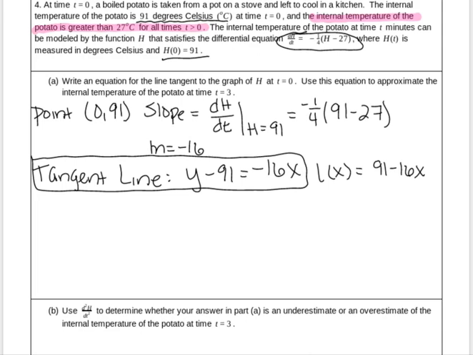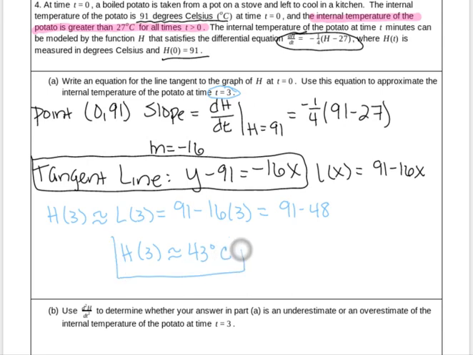If we're going to make an approximation here for the internal temperature at t equals 3, then we're trying to estimate h of 3. So h of 3 is approximately equal to L of 3, which is going to be 91 minus 16 times 3. So 91 minus 48, we get that h of 3 is approximately 43 degrees. And then we're in Celsius.